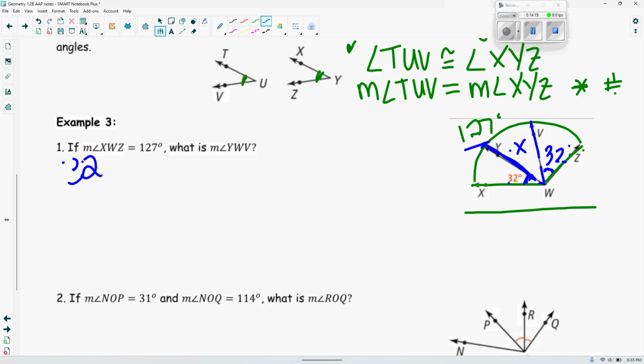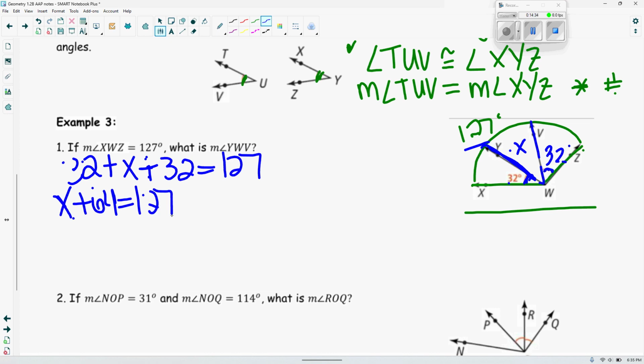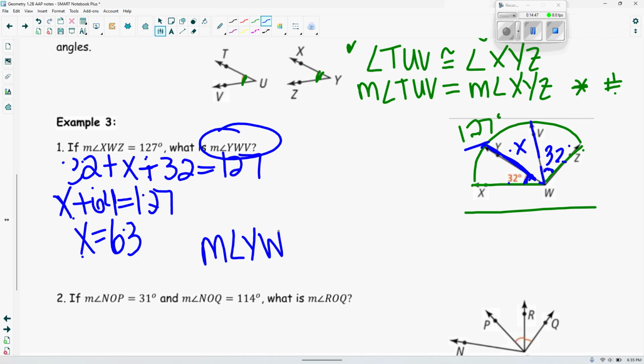So I can say 32 plus x plus 32 equals 127. And so here I have x plus 64 equals 127. Solve that, gets me x equals 63. I have to answer the question. So the measure of angle YWV is equal to 63 degrees. When I'm measuring an angle, that degree symbol, that is my units.